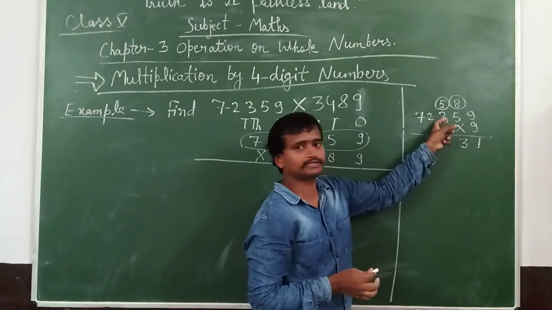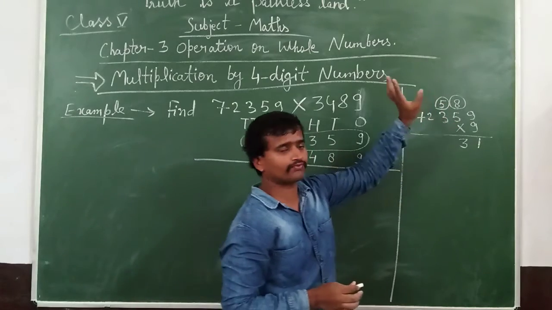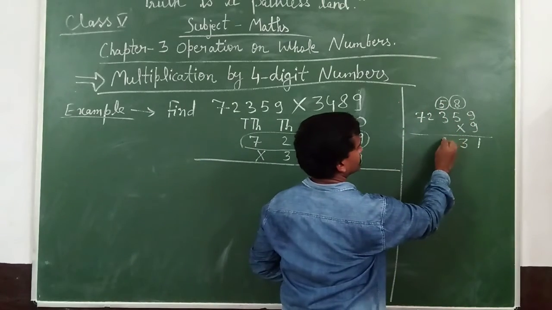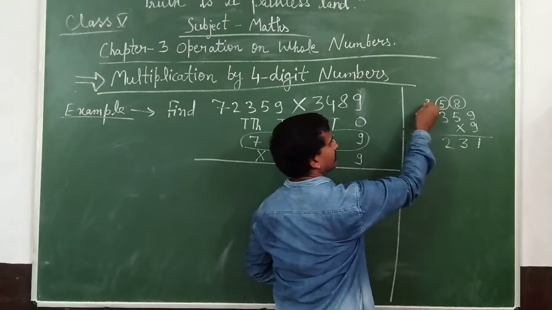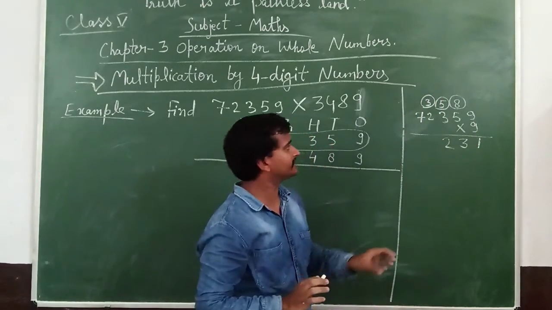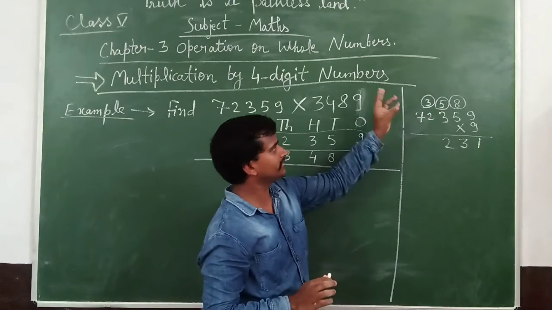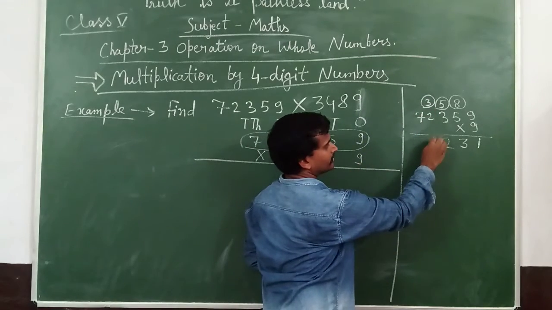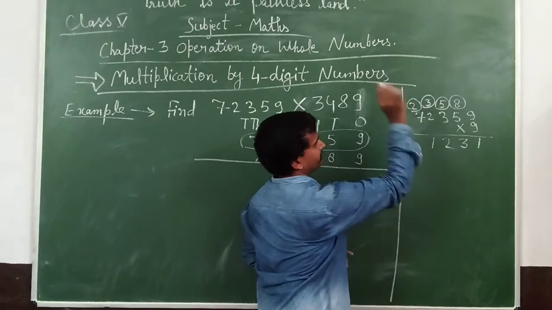9 into 3, 9 3s are 27 and 27 plus 5, that means 32. We will write here 2 and 3 will be carry. Then 9 into 2, 9 2s are 18, 18 plus 3, 19, 20, 21. We will write here 1 and 2 carry.